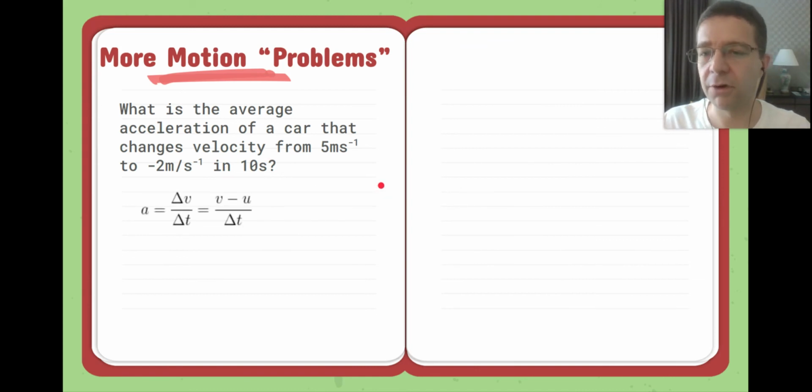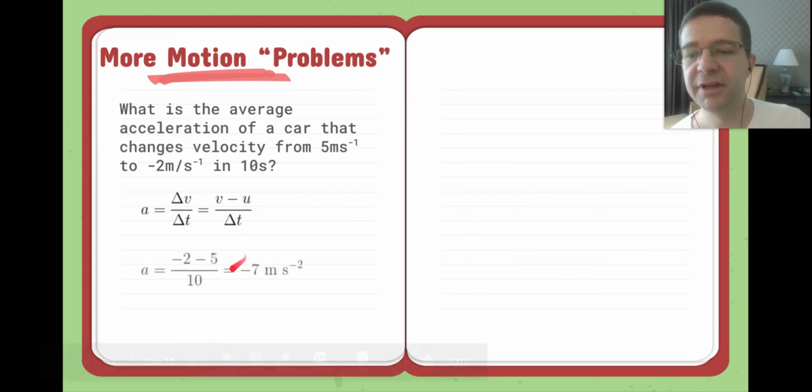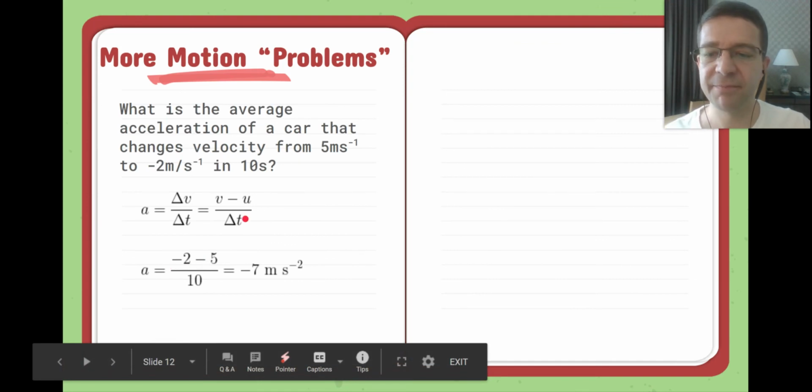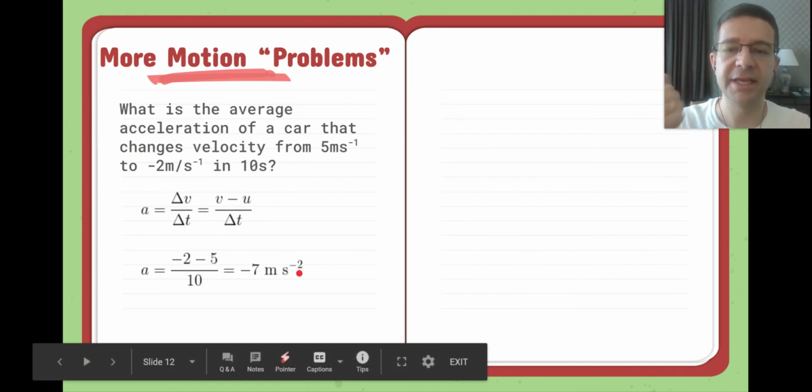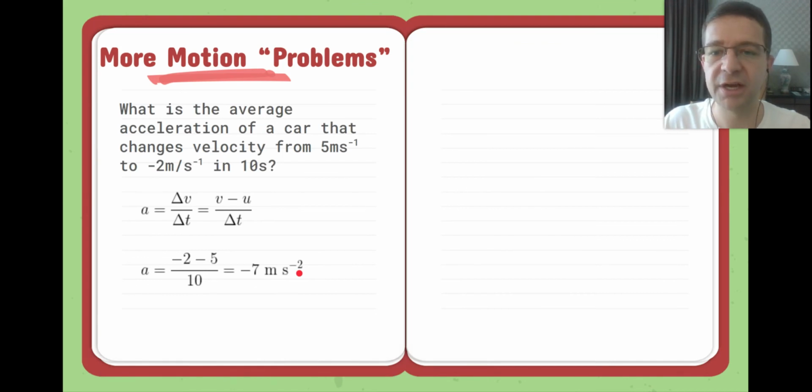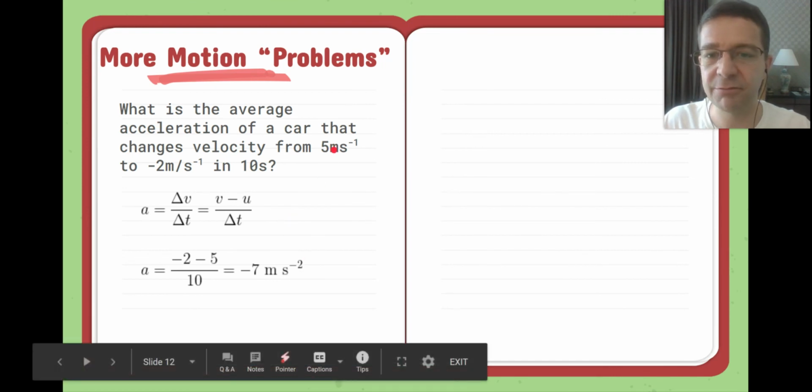We'll use our expression for acceleration. In this case, I'll remove the bar indicating an average, and we'll just call it a constant acceleration. Change in velocity over a time interval: v for final velocity, u for initial velocity, over the time interval. So we have -2 minus 5 over 10, or -0.7 meters per second squared. The negative indicates that the car is accelerating to the left while the car is moving to the right, so the speed is decreasing, which is what we see here from 5 to -2.